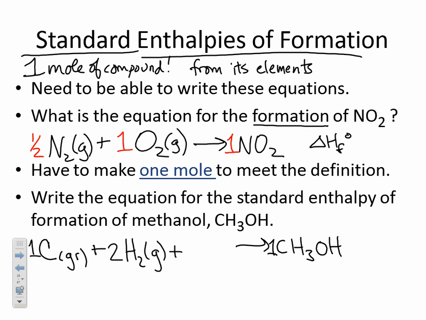And then lastly, I have an oxygen. The standard state of oxygen is O2 gas. But there's only 1 oxygen in CH3OH, so I'm going to have to put a 1/2 there. And that's how you write the reactions. You have to have 1 mole of product. You have to make the compound, so the compound is going to be on the product side, and you are making it from the compound's elements in their standard states.